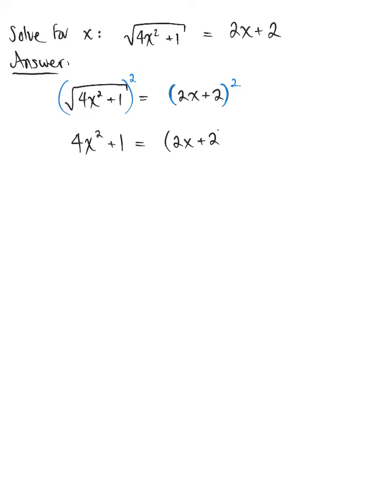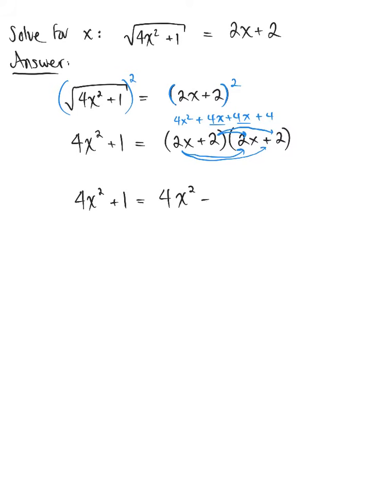So we have 2x plus 2 squared, which is 2x plus 2 times 2x plus 2. So we have 2x times 2x to give us 4x squared. We have 2x times 2 for plus 4x. We have 2 times 2x to give us plus 4x. And then 2 times 2 to give us plus 4. We've got those two like terms in the middle here. So we are left with the expression 4x squared plus 1 is equal to 4x squared plus 8x plus 4.